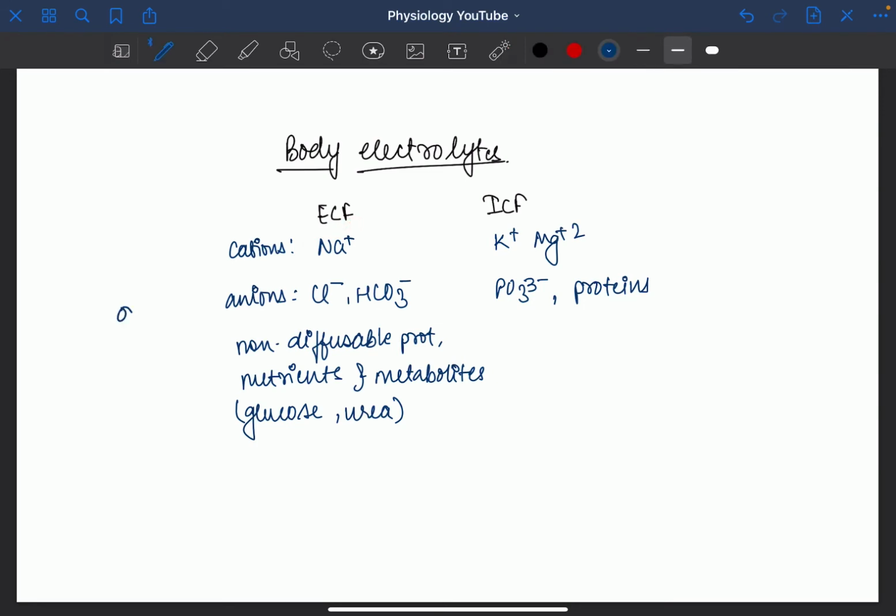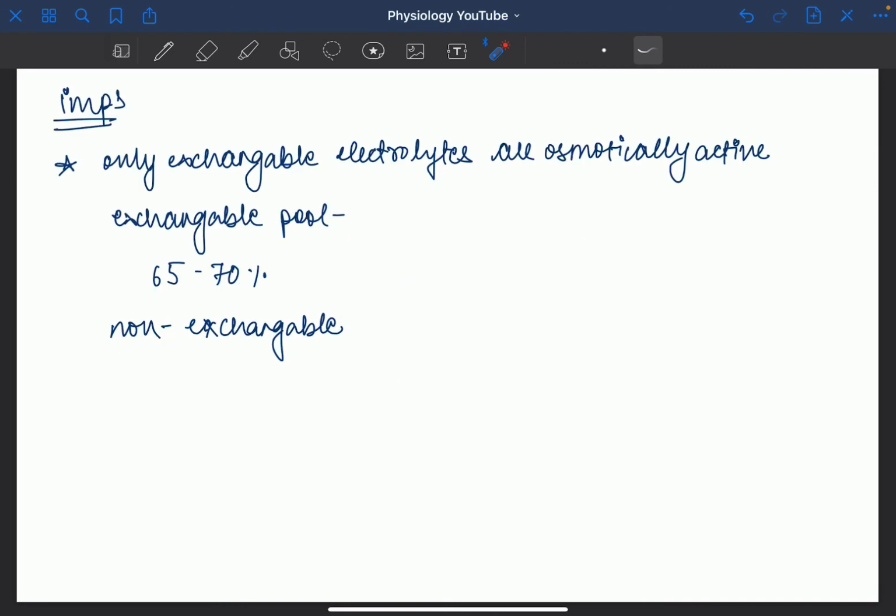If this is the cell, then the extracellular fluid will be all around the cell. So it must contain nutrients for the cell and the excretions of the cell. It contains non-diffusible proteins, nutrients and metabolites like glucose and urea. Only the exchangeable electrolytes are osmotically active. In the exchangeable pool, almost all of the body potassium lands. Sodium is 65 to 70% exchangeable, and calcium and magnesium are non-exchangeable.